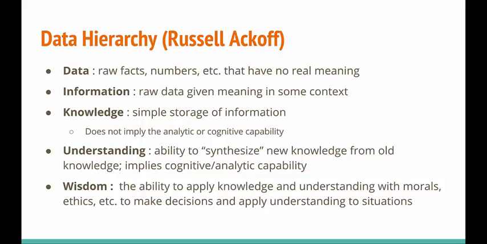In that sense, we have taken a piece of raw data, 21.2, and used it to make information. Knowledge is the simple storage of information, like in your mind or on a computer hard drive. It does not imply any analytic or cognitive capability. It's just simple storage. Understanding is the ability to synthesize new knowledge from old knowledge. This does imply cognitive or analytic capability. Wisdom is the ability to apply knowledge and understanding with morals, ethics, and other factors to make decisions and to apply understanding to situations. This is the highest level of this hierarchy.